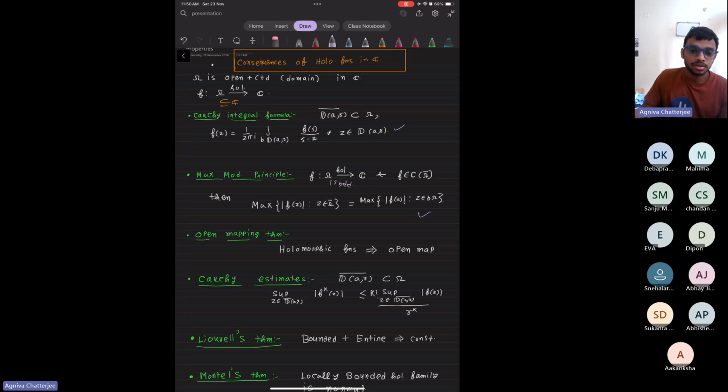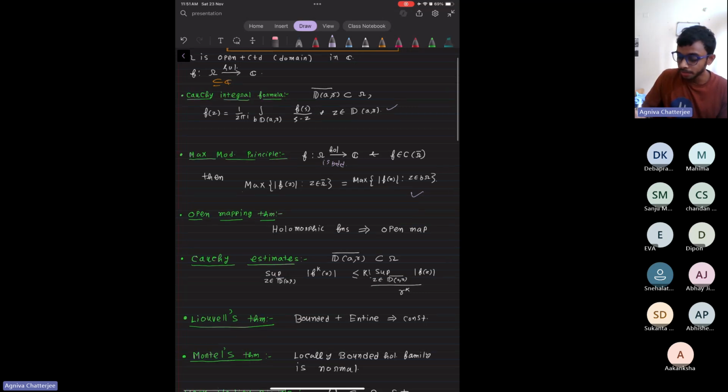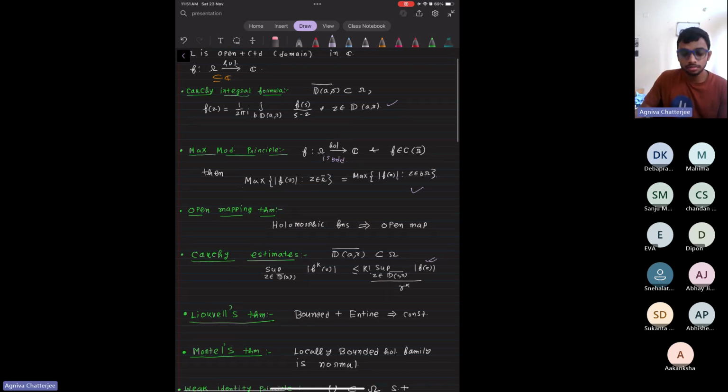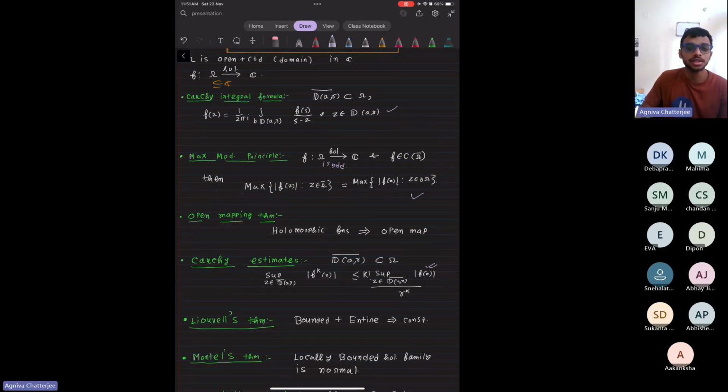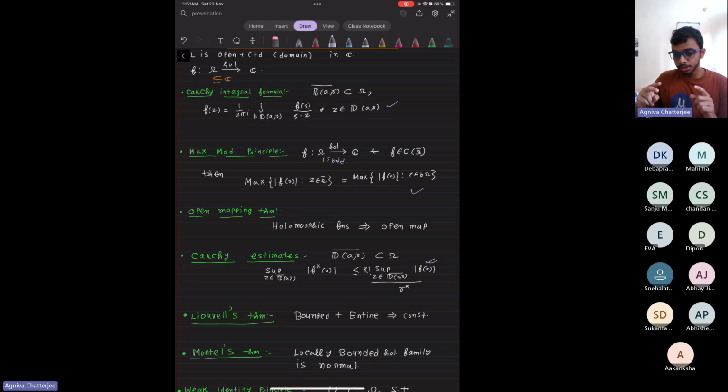Then you have the open mapping theorem: holomorphic functions are open maps. You have Cauchy estimates, which give estimates of the derivative of a holomorphic function using the maximum of the function on the boundary. Liouville's theorem says that bounded entire functions are constant, which is basically a consequence of Cauchy estimates. Montel's theorem says that a locally bounded holomorphic family is always normal. In other words, with respect to the compact-open topology of a domain, a closed and bounded set is compact.